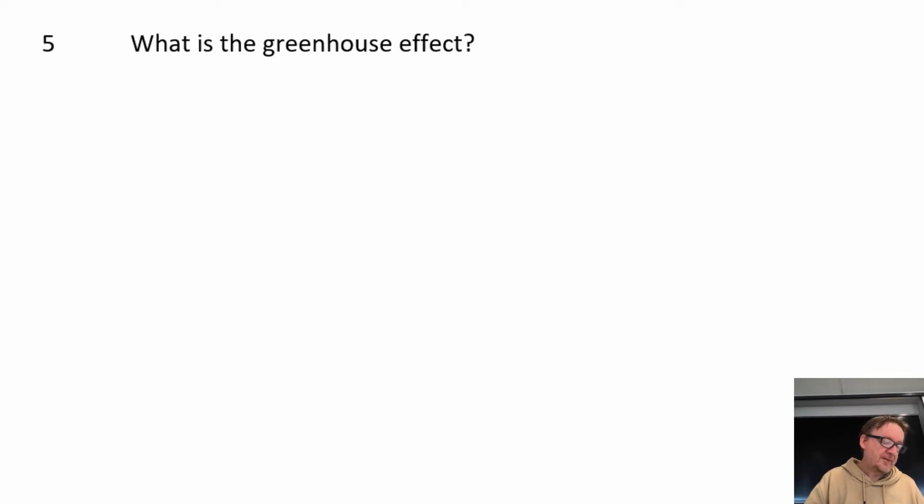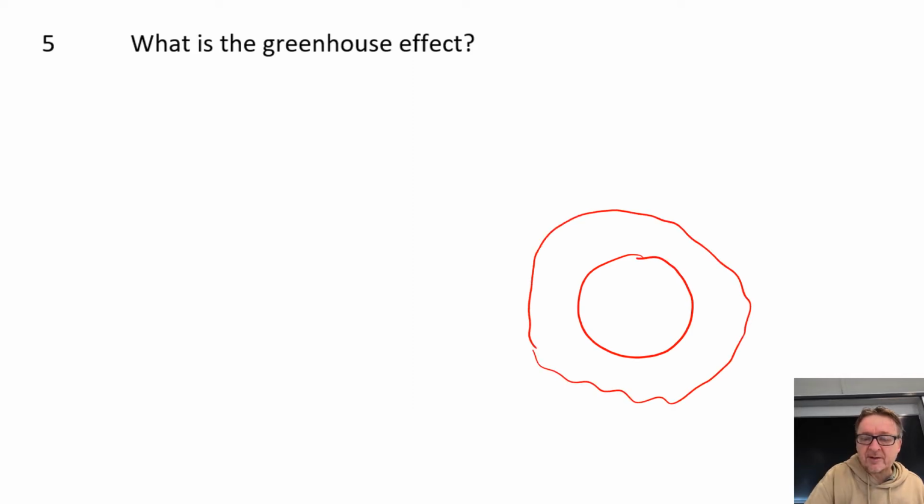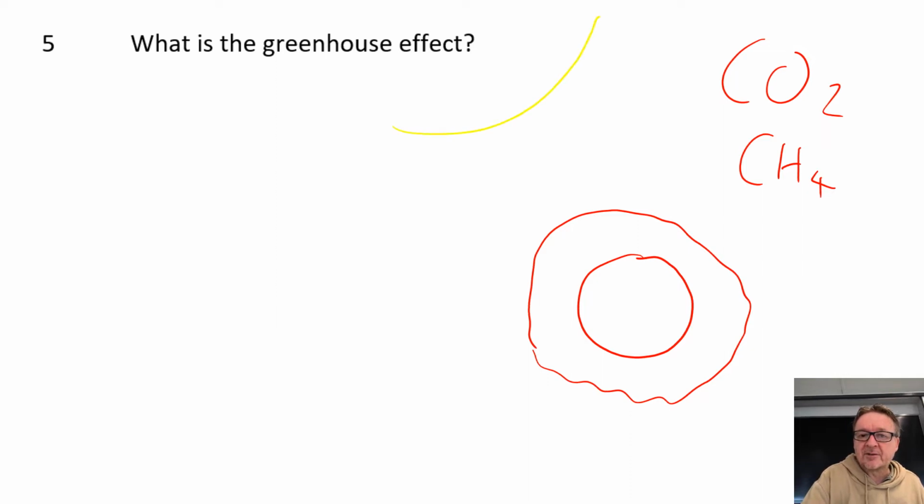What is the greenhouse effect? What I could do is draw planet Earth. Around the outside, we've got a layer of CO2 and CH4, which is methane. Then we've got a big fat yellow sun. The yellow sun is shining energy towards planet Earth. Should we call planet Earth green? Let's call it green with a bit of blue in there, just for a bit of sea.